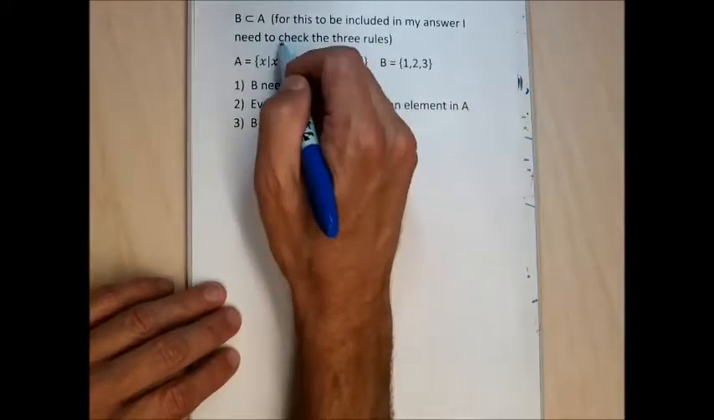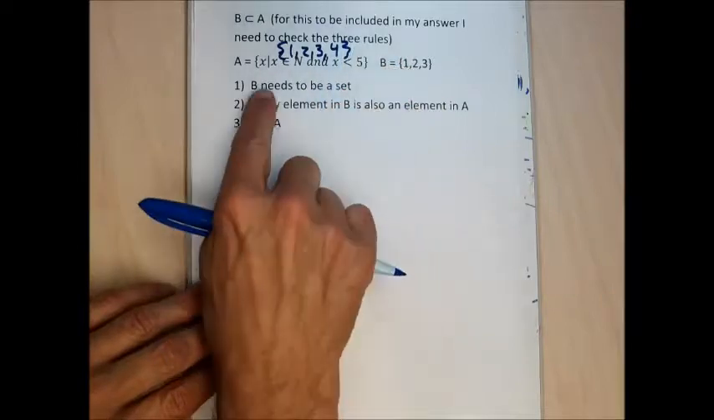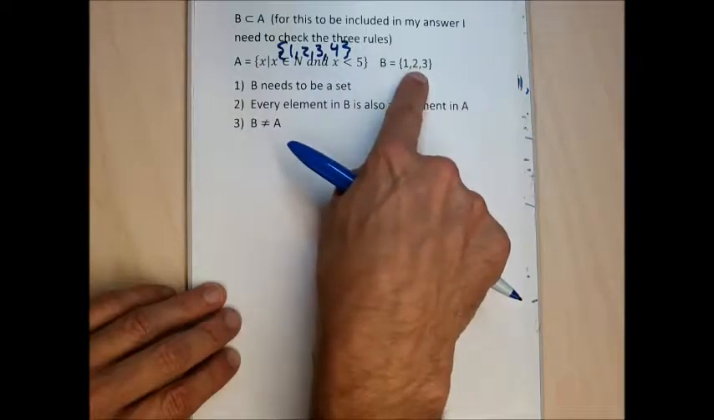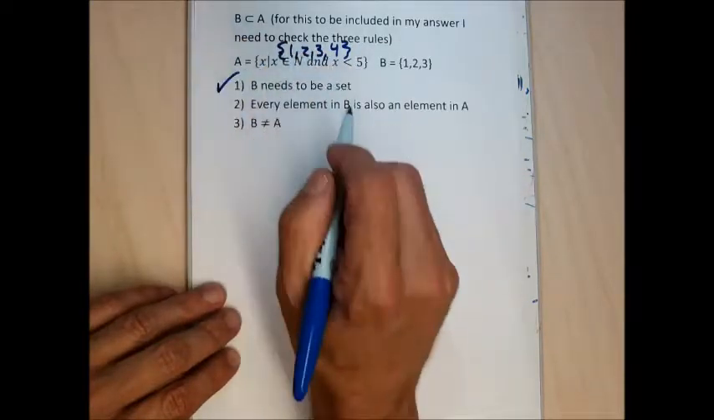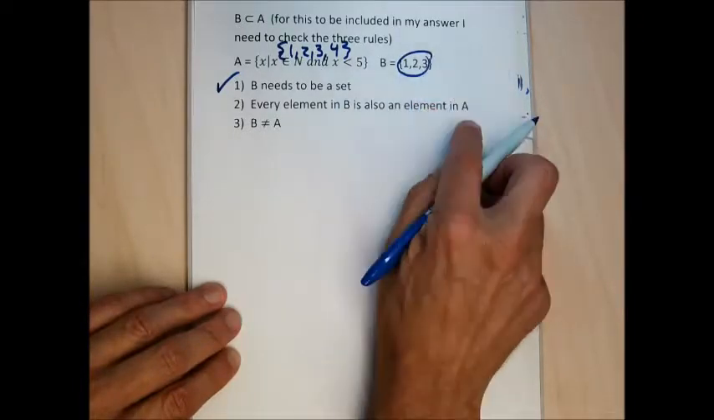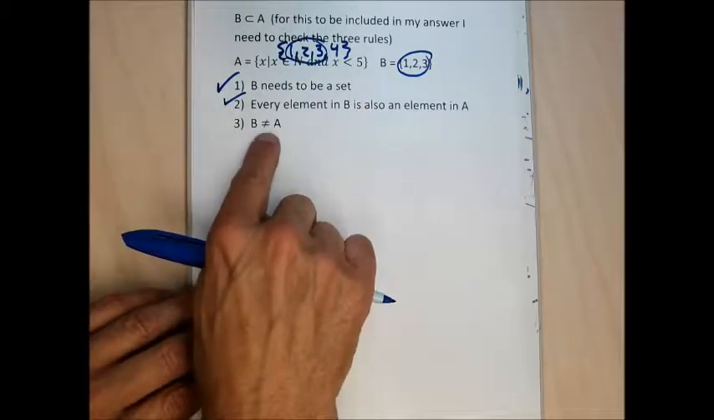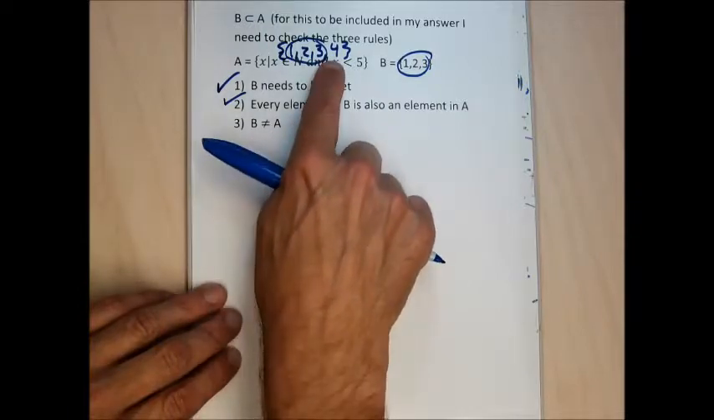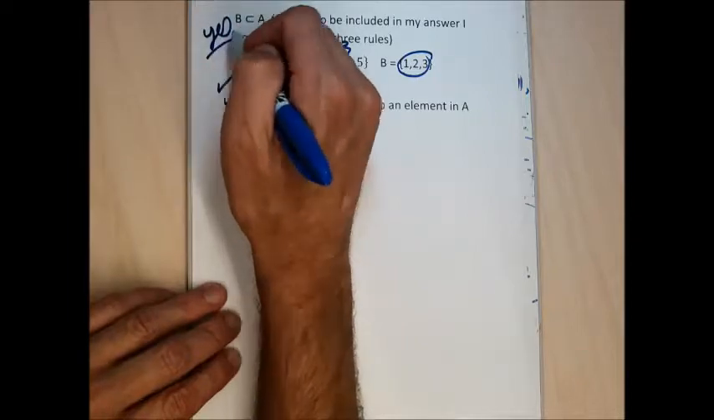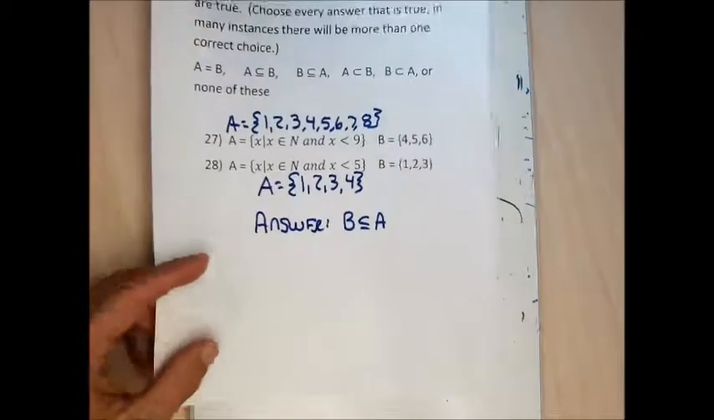Last one I need to check. And again, I'm rewriting A down in its roster form. So for B to be a proper subset of A, there's three rules that need to be satisfied. The first rule is B needs to be a set. It's in set braces, so it's a set. Second rule, all three elements in B, 1, 2, and 3, also have to be in set A, which they are, so I'll put a big check there. Last rule for proper subset is the sets can't be equal. They're not equal because A has that 4 in it. So all three rules of being a proper subset are satisfied. So I'm going to put a big yes for that, and I'm going to include B as a proper subset of A in my answer.